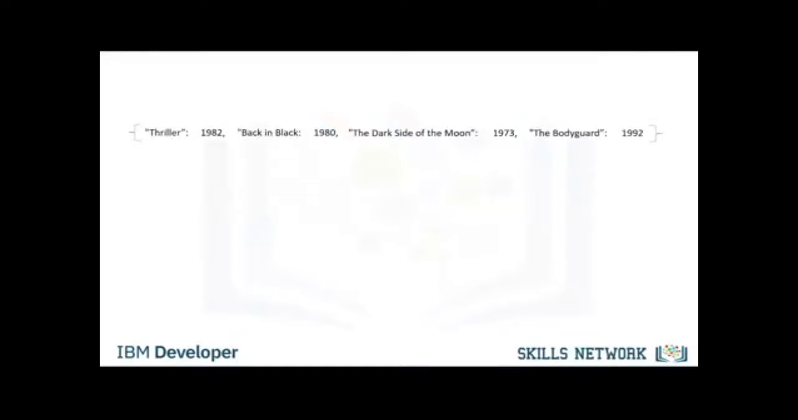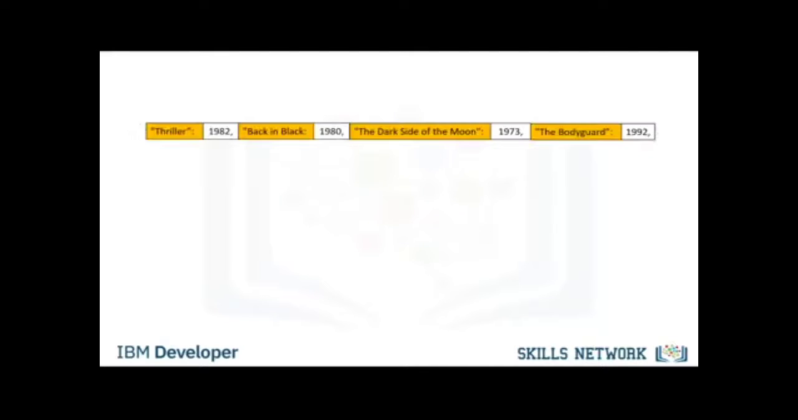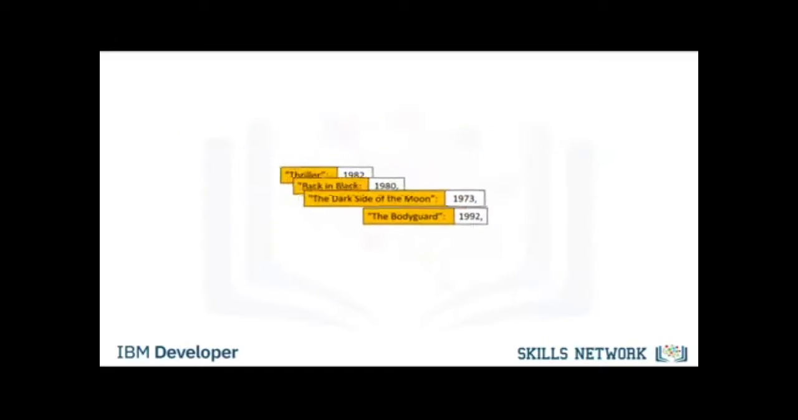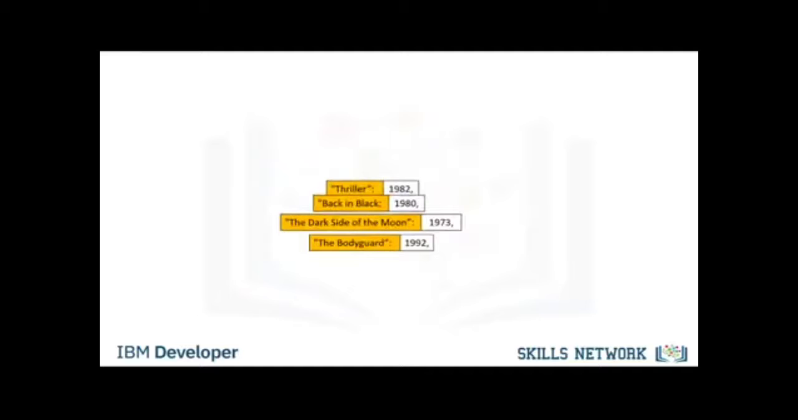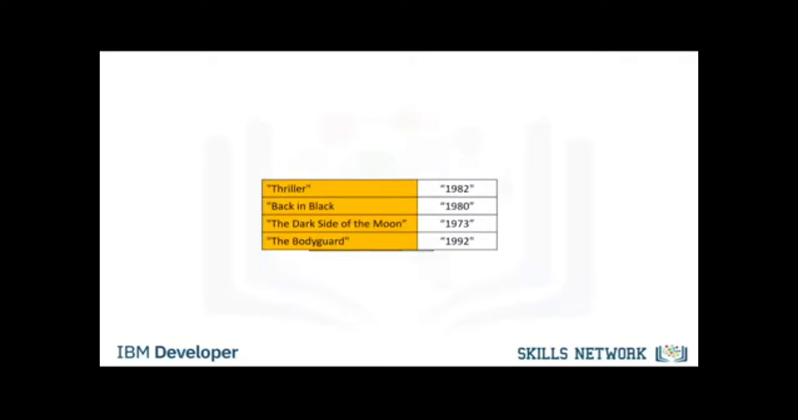Consider the following example of a dictionary. The album title is the key and the value is the release date. We can use yellow to highlight the keys and leave the values in white. It is helpful to use a table to visualize a dictionary, where the first column represents the keys and the second column represents the values.